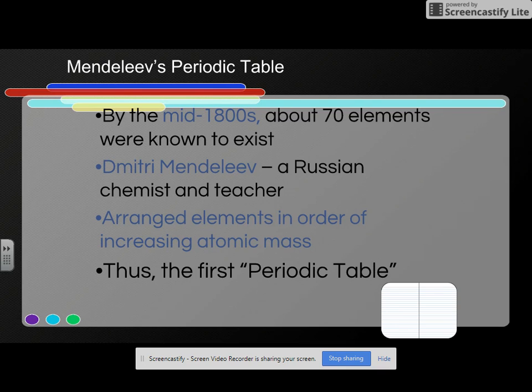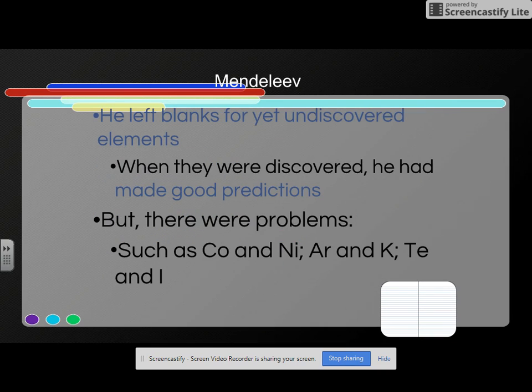But the issue with his periodic table is there were a few issues. So he left a lot blank because he knew they were going to be discovered, and he even predicted their properties. He had really good predictions, but there were problems with cobalt and nickel, argon and potassium, and selenium and iodine. All three of these pairs seemed to be out of place. Cobalt did not have the same properties as the group it was with, and argon also, which is a noble gas we know now, didn't act like the alkali metals, which potassium did. So they just appeared to be out of place.